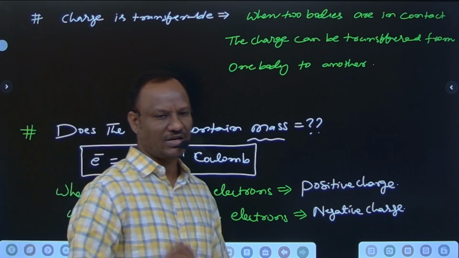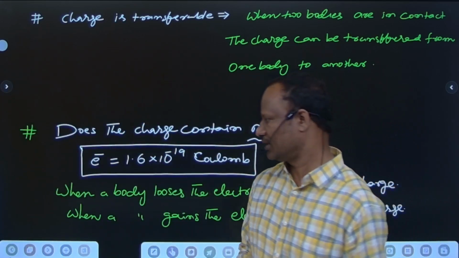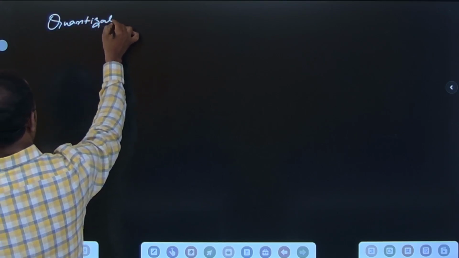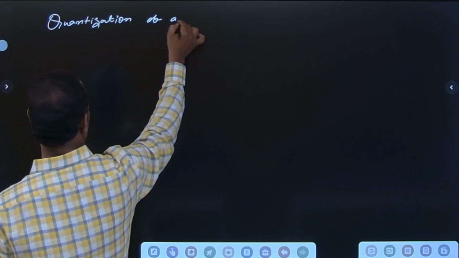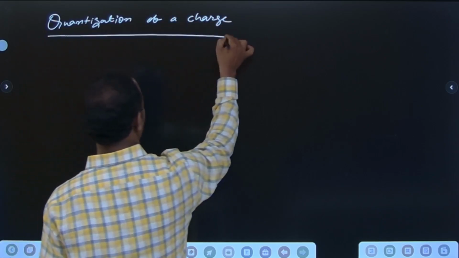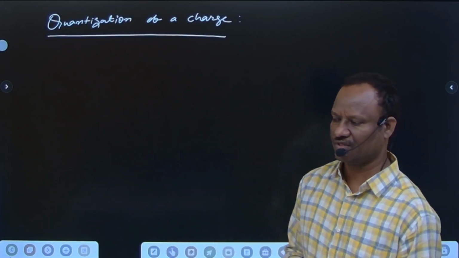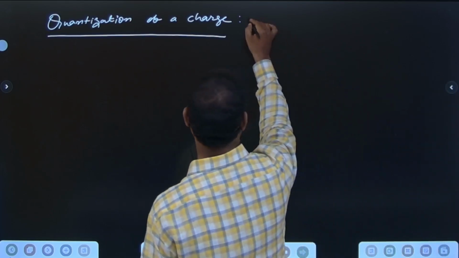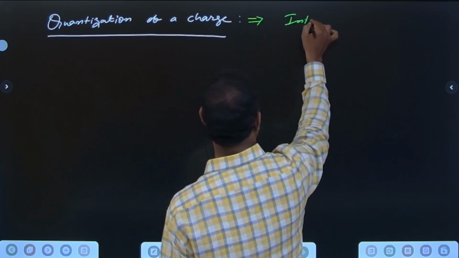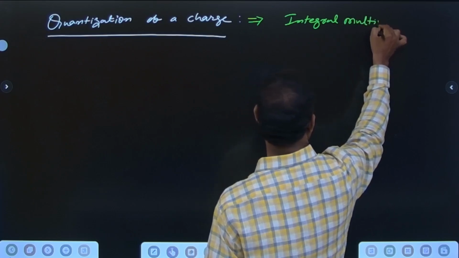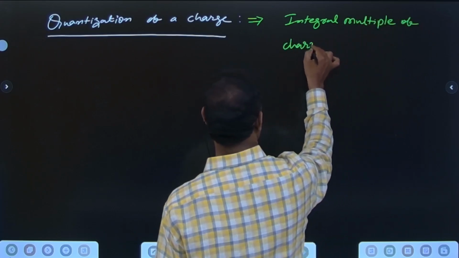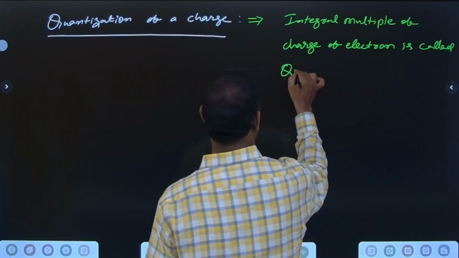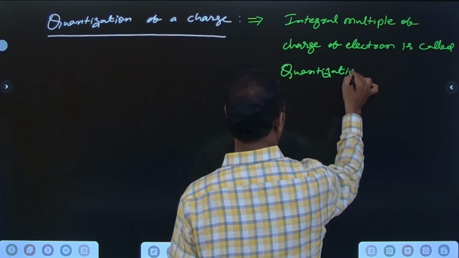What is the quantization of charge? Such a very important thing. What do you mean by the quantization of charge? Quantization means integral multiple of charge of electron. Integral multiple of charge of electron is called quantization. Just you remember.